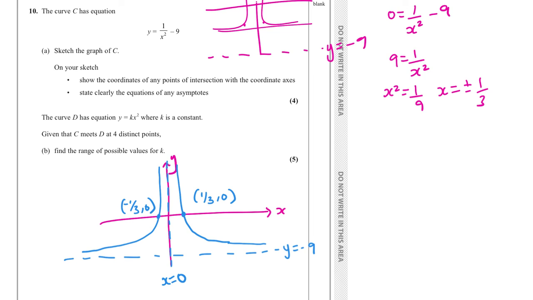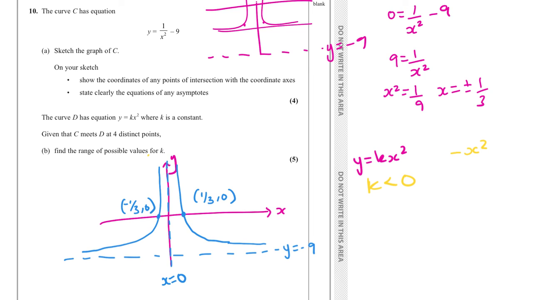Brilliant. And it says the curve D has the equation y equals kx squared, where k is a constant. Given that C meets D at 4 distinct points. Okay, so if we think about that, if we only have y equals kx squared, it's either going to look like this, or it's going to look like this, okay? But it's never going to have 4 distinct points if it's positive. So we know straight away that k is going to have to be negative. We're going to need a negative quadratic, right? So that means that k is less than 0. That's like our first little clue.